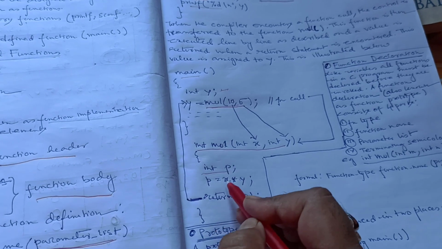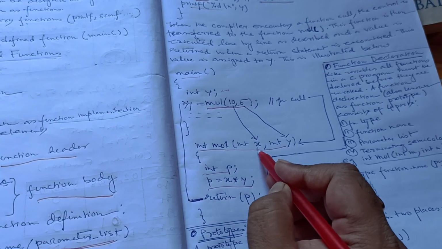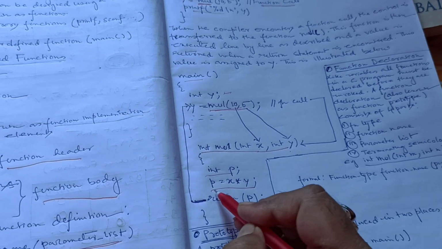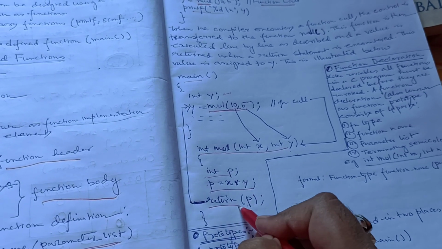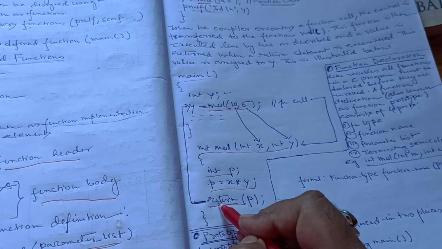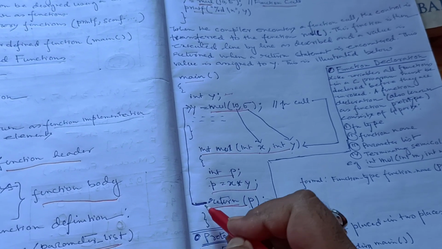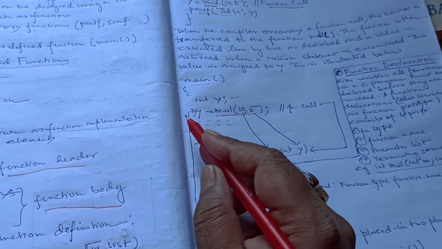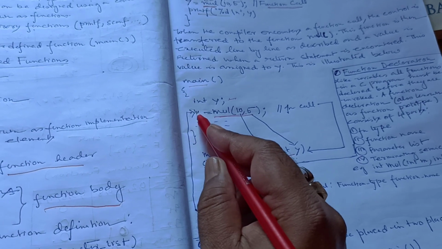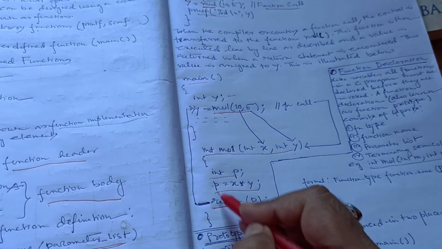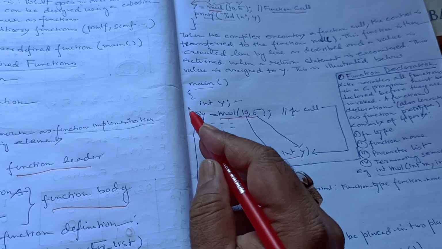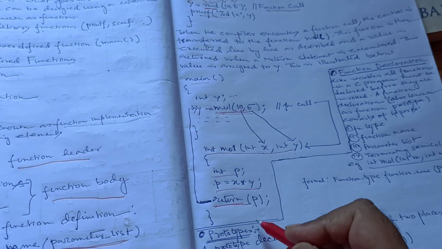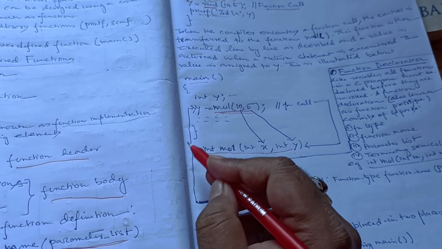It declares the variable, then the value of x into y is calculated and saved into p, and finally we are returning the value p, the return p statement. When this return p is executed, the value is assigned to y. That means whatever we call, after calculation the value is returned. This is known as function calling, and this is the value returning from the function.